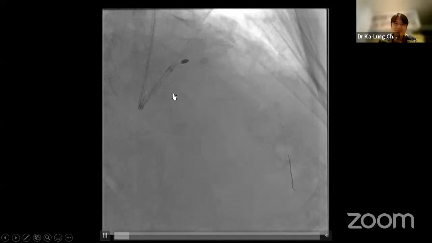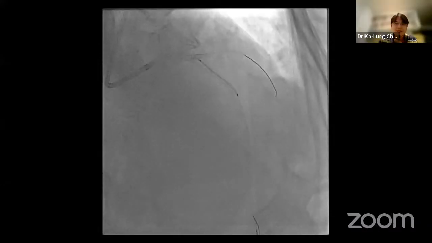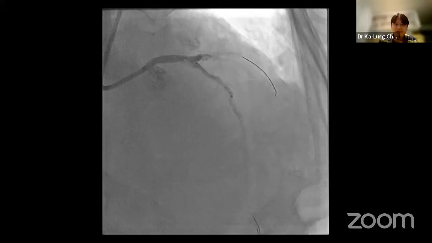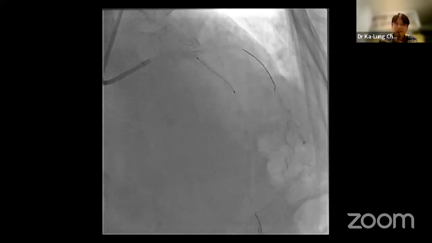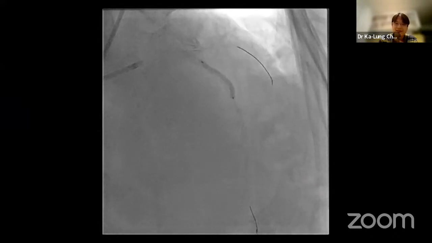We know it's a calcium nodule. We need to ablate it, so this is how we do it. After the 2.25 burr, you can see the luminal area increased to 6.5. Although there's not much change in the angiogram, you did gain some lumen. We then did some NC ballooning and put in overlapping stents because of the size mismatch. We chose a short stent into the LAD and then a larger stent into the left main.